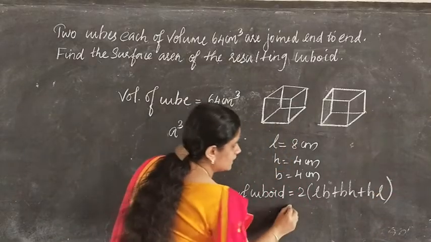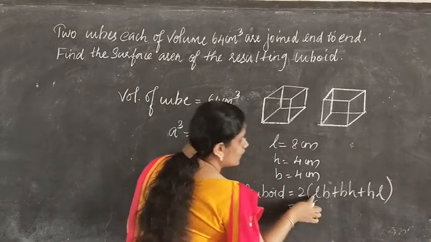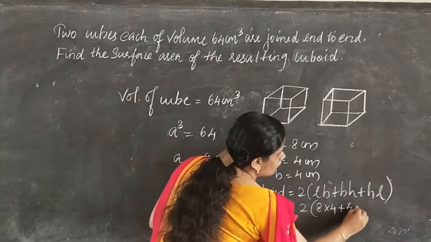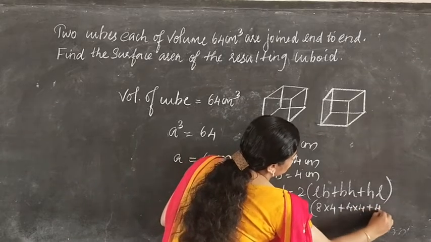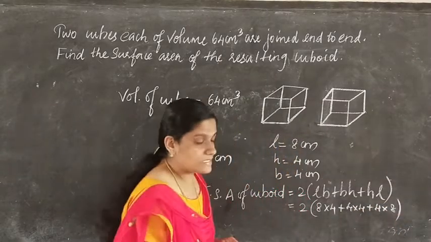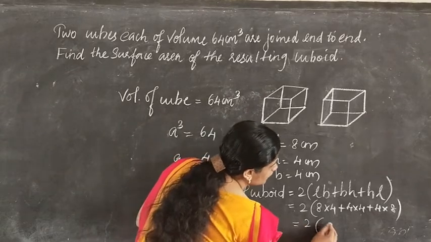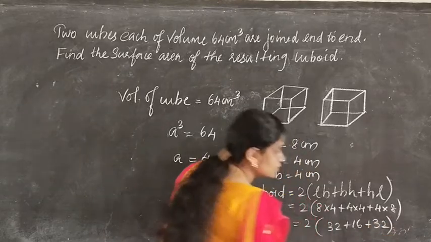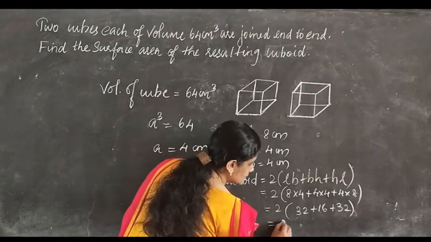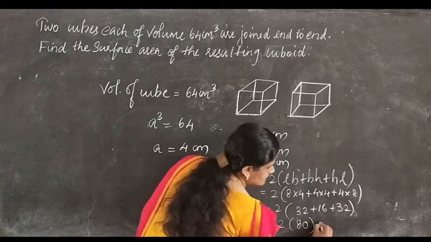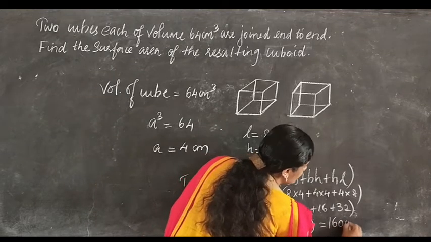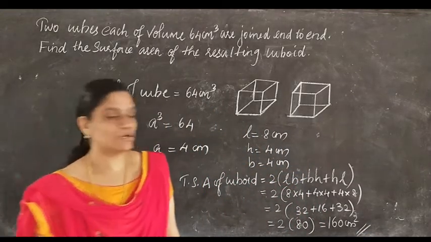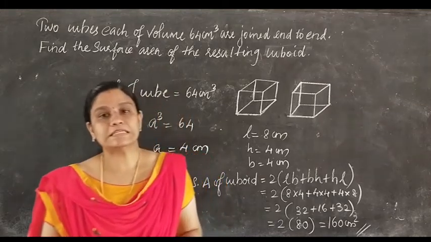Here 2 into, length is 8, 8 into 4 plus 4 into 4 plus 4 into 8. Now what we have is 2 into 32 plus 16 plus 32. So here it is 2 into 80, that is equal to 160 centimeters square. Therefore, the surface area of the cuboid is equal to 160 centimeters square.